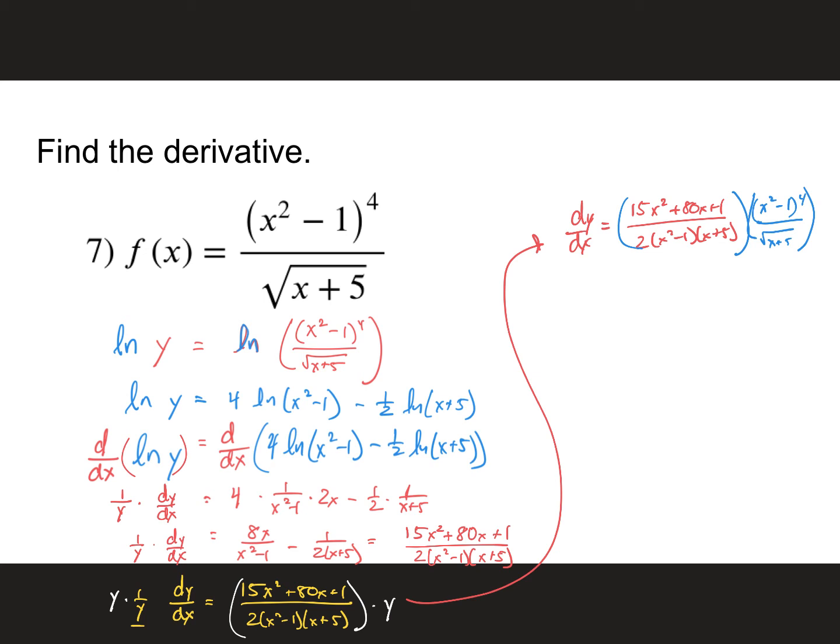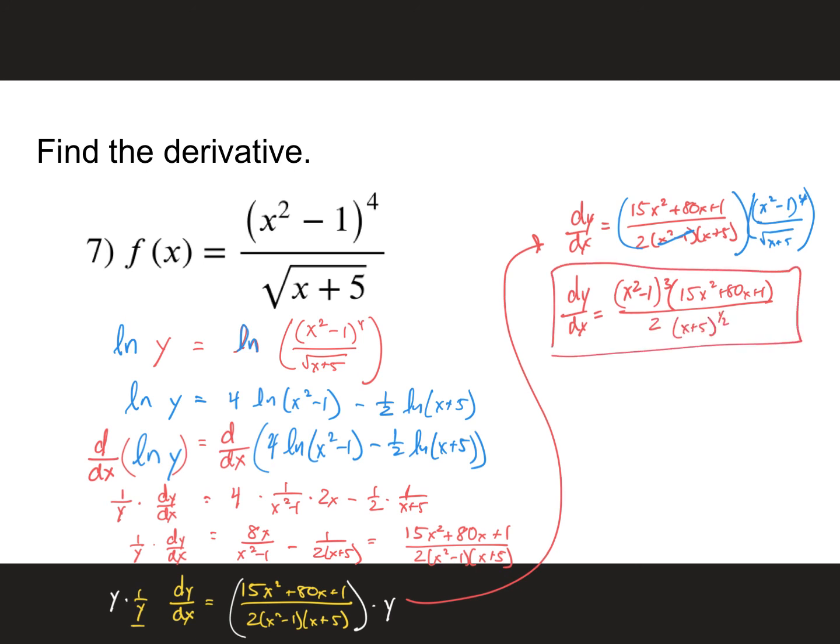Maybe we want to simplify some things down a little bit, because if you notice, we got an x squared here and an x to the power there. So once I simplify that down, dy dx equals x squared minus 1 to the 3rd power times this 15x squared plus 80x plus 1 over 2 times x plus 5 to the 1/2 power.